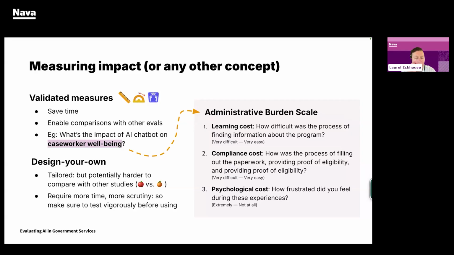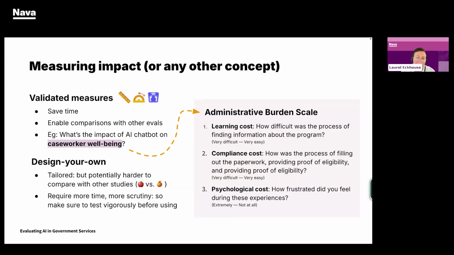This is a measure that was developed by the Better Government Lab, one of our academic partners, and it's a great measure. It's validated. They've done a lot of work to make sure that it's measuring what they think it's going to measure. And they also use it in papers, and other people use the administrative burden scale as well. So that means that we have the ability to compare the outcomes on the administrative burden scale with outcomes in other projects and other programs. It enables comparisons with other evals. It saves time. It can be really helpful.